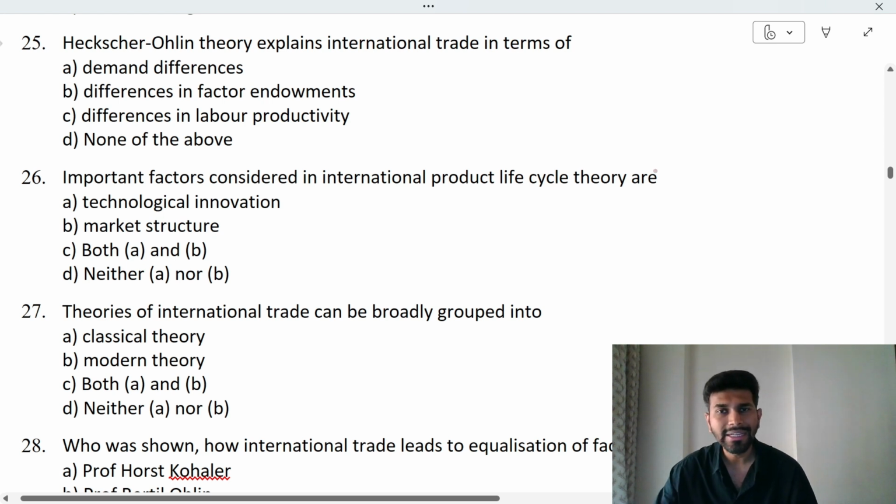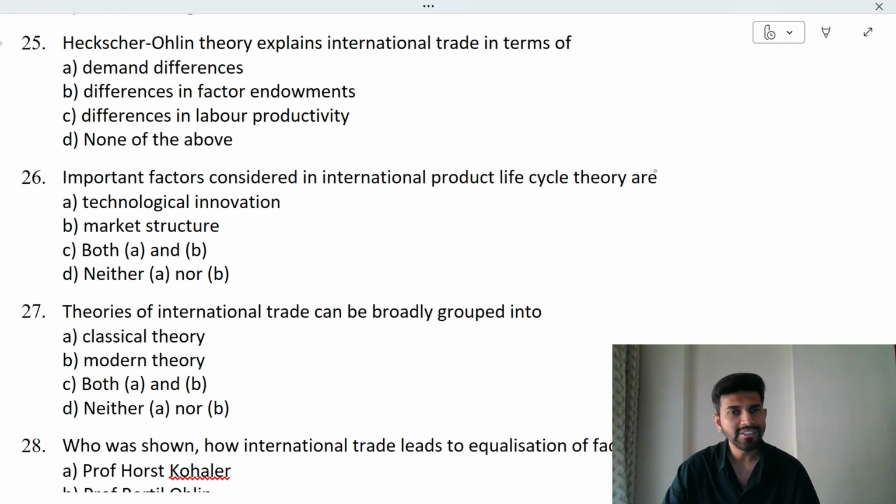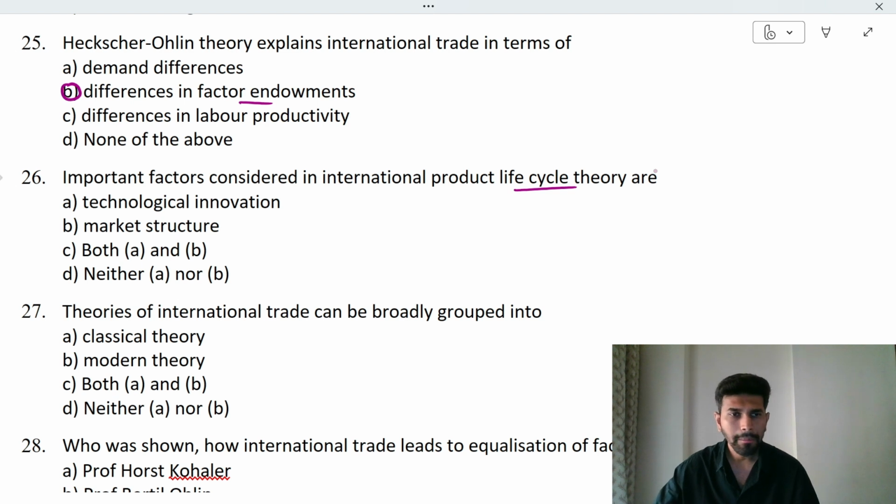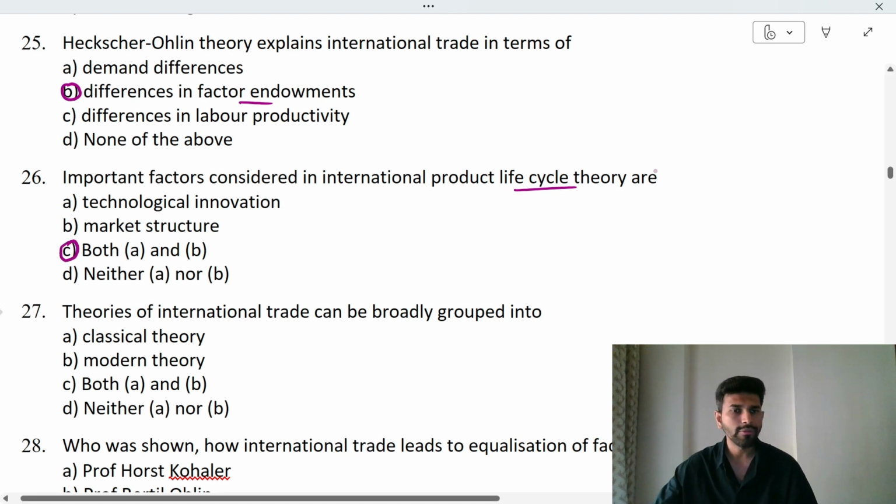Heckscher-Ohlin theory explains international trade in terms of demand, differences in factor endowment, difference in labor productivity, or none of the above. Correct answer is differences in factor endowment. That's why it is called factor endowment theory. Important factors considered in international product life cycle theory are technological innovation, market structure, both A and B, or none of the above. So correct answer is C, both A and B.